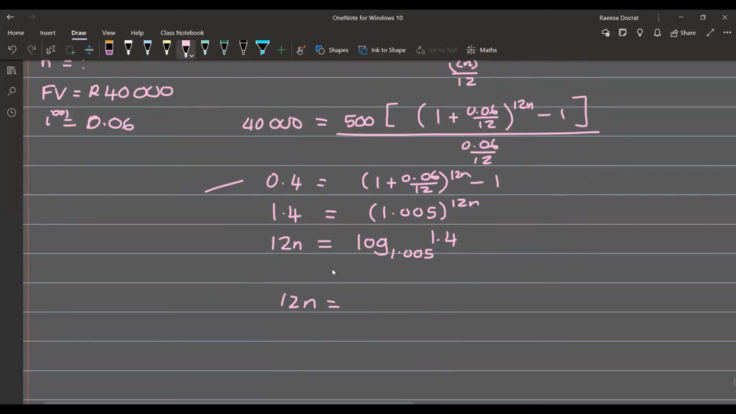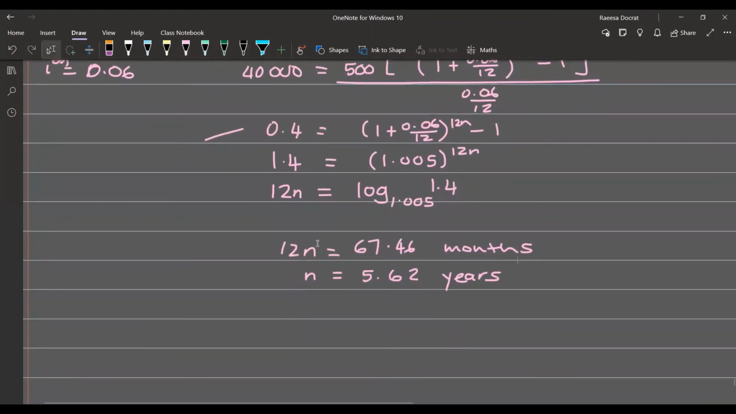1.005, 1.4, and we take the log: 67.46. So we want to know how many years, so we divide both sides by 12. So 5.62 years. Before we divide by 12, that's how many months it will take. After we divide by 12, it will give us the number of years.